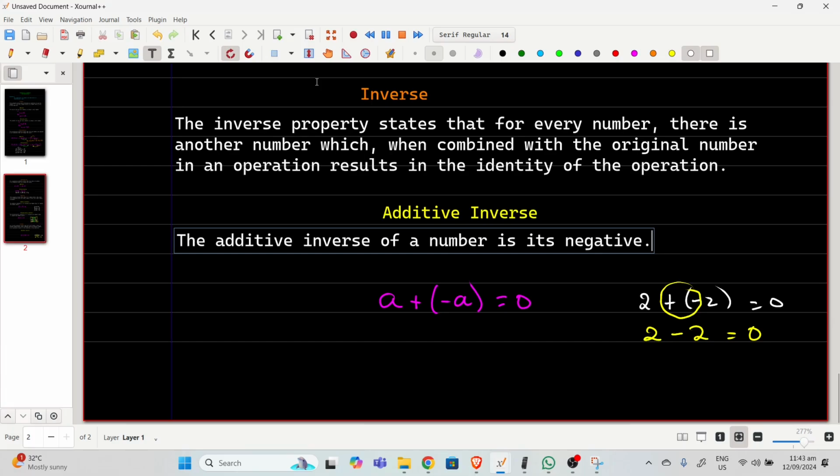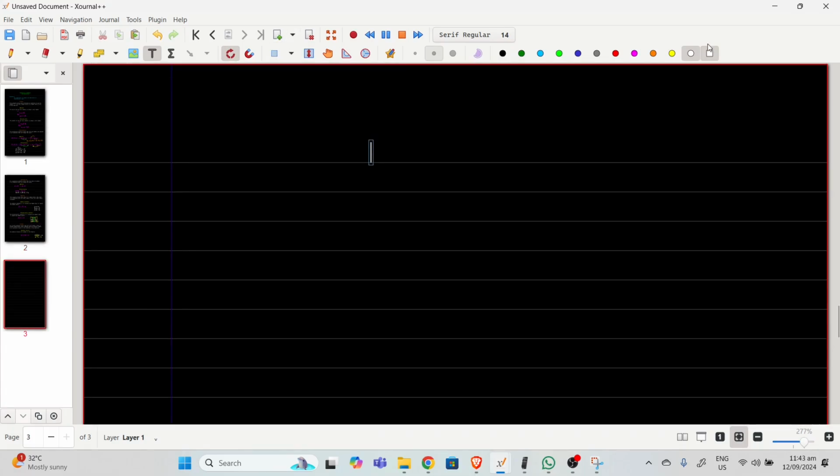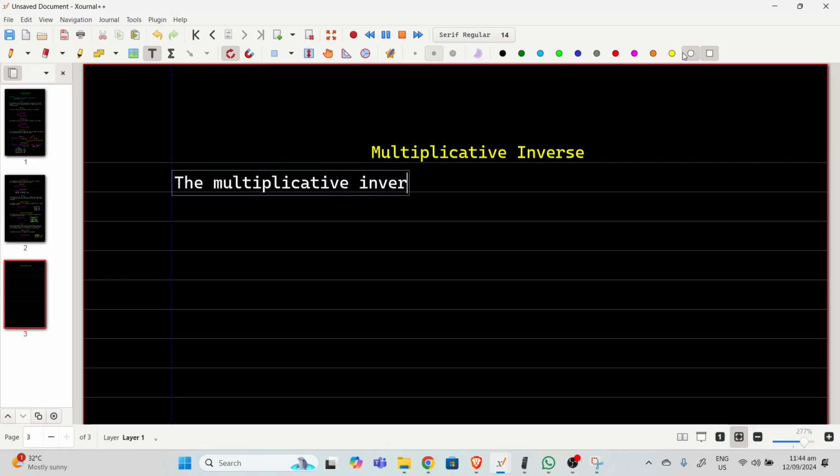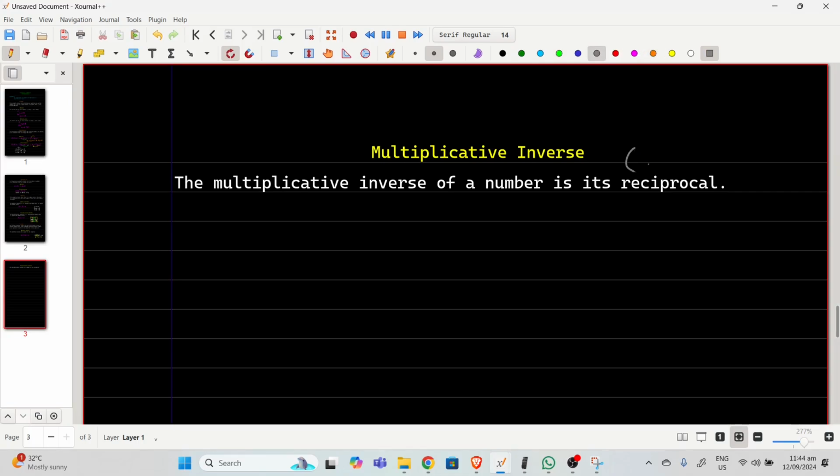All right, and then we go on to the multiplicative inverse. Let me do a quick definition here. The multiplicative inverse of a number is its reciprocal. In other words, the flip. Let me just put that there in words. In other words, the flip.